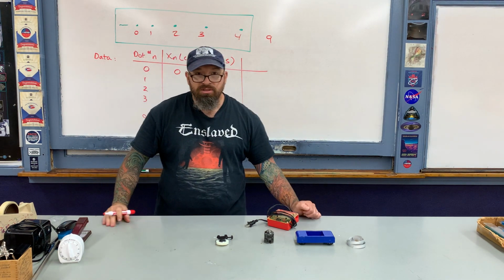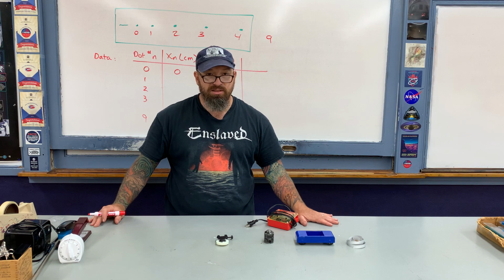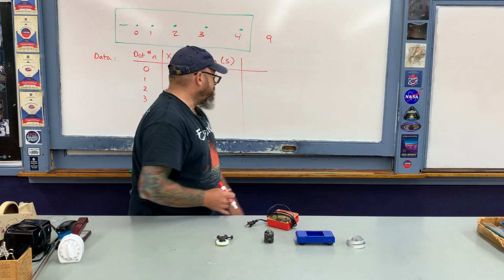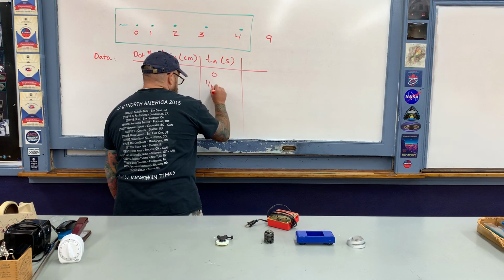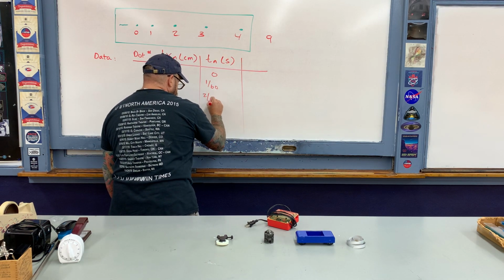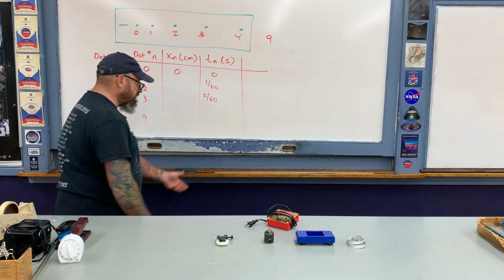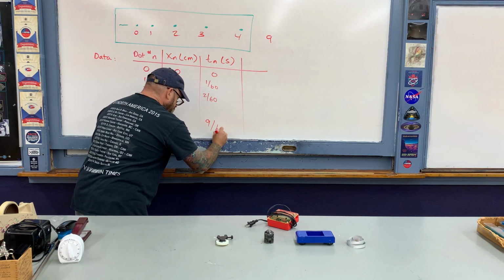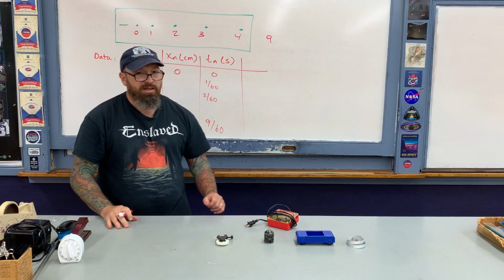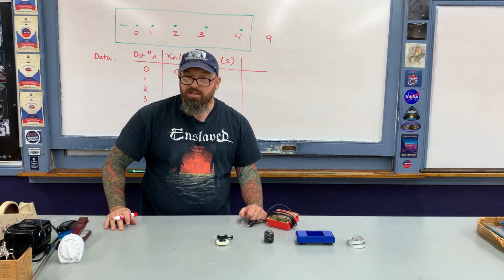Okay, now on the spark timer, it sparks 60 times per second. That's its frequency. Its frequency is 60 hertz. This then means that the time from one dot to the next is the reciprocal of that value. That is, it's 1/60th of a second. So the time at the first dot is 1/60th of a second. The time at the second dot is 2/60ths of a second, and so on, ultimately up to 9/60ths of a second. And then the last column is going to be a calculation.